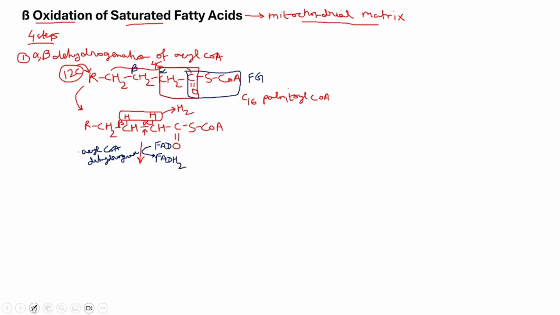So now we are done. Let's see what will be the products. As I told you, hydrogen will leave, and so an alkene will be formed. So let us write the structure. This compound that you get here is called the trans delta square enoyl CoA. Okay.